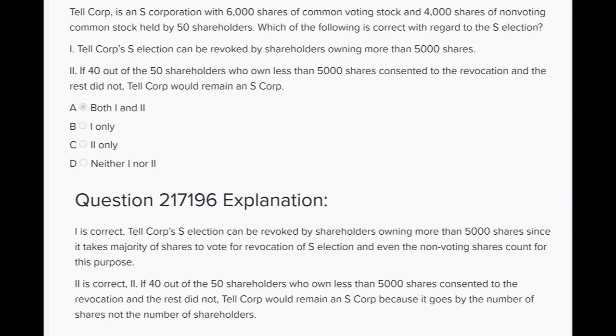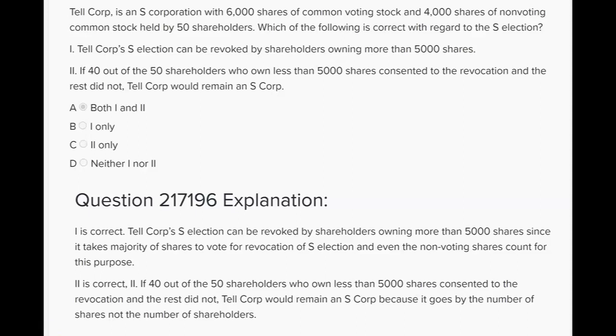1. Telcorp's S-election can be revoked by shareholders owning more than 5,000 shares. Well, you need a majority of shares to revoke the S-election. Unanimous consent to elect S, but if you want to revoke S and go back to C and be double taxed, you need a majority. So how many total shares are there? 10,000? And for this purpose, the common voting and the common non-voting are treated the same. So we have 10,000 total shares. As long as you have more than 5,000 of the shares consenting, you can revoke the S-election. So 1 looks good. How about 2?